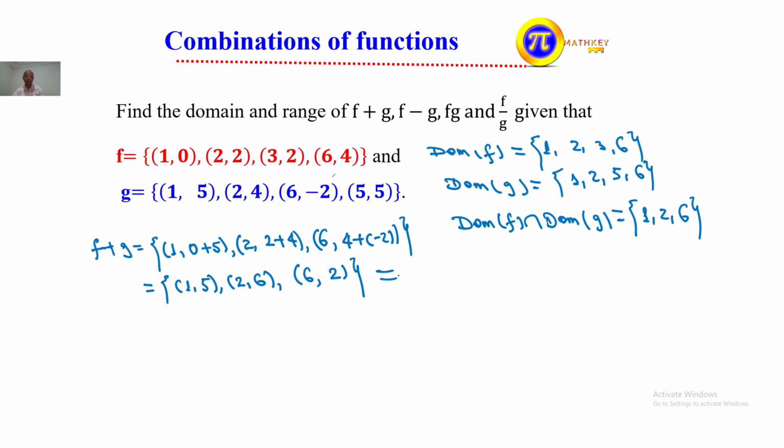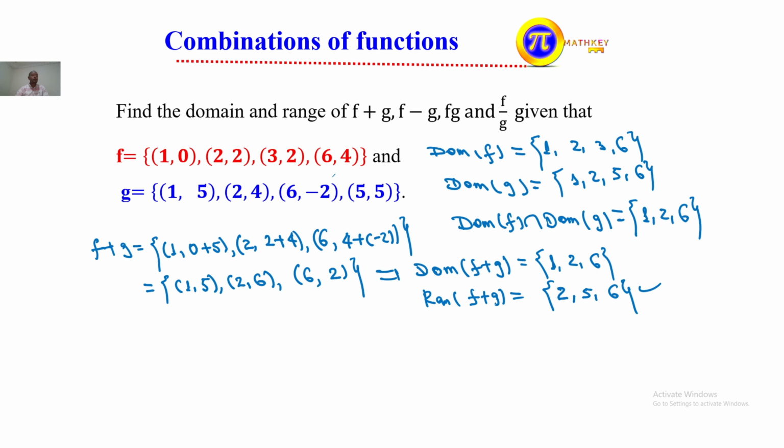From this we can take the domain. The domain is their intersection, that is the same. No difference in the case of their domain, which is equal to 1, 2 and 6. Range of f plus g is equal to the range that we obtained here. How many? 5, 6, 2. So we can put it in increasing order: 2, 5 and 6. This is the range of our sum, the sum of f plus g.